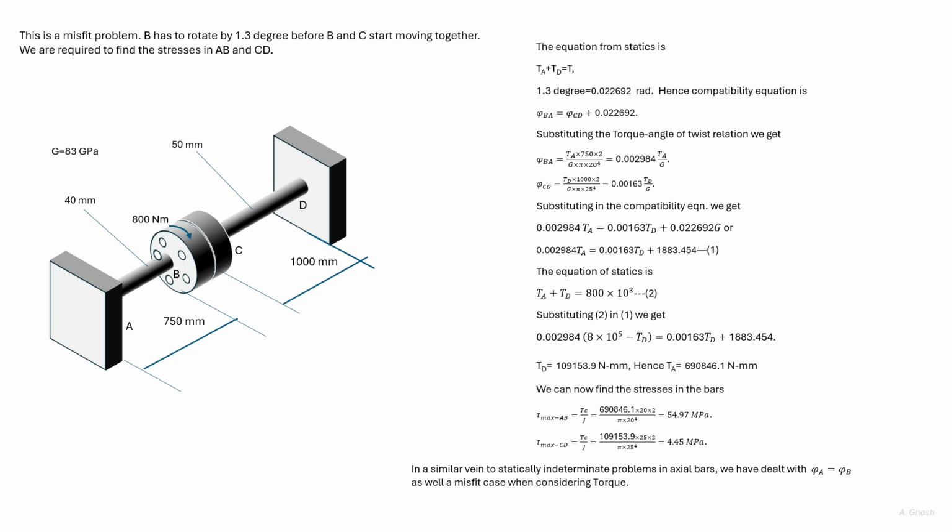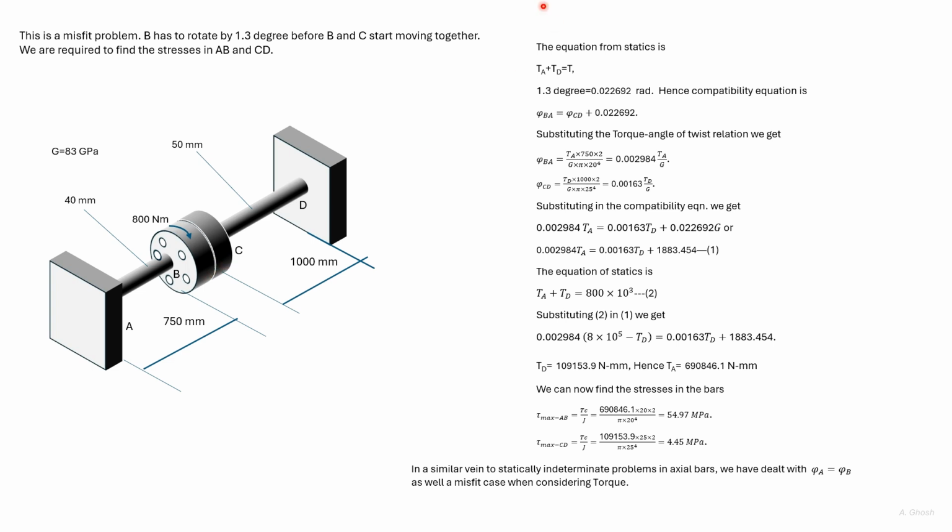Here we have two bars AB and CD, and the discs at B and C are attached by bolts. Now, the disc at B has to rotate by a given angle till both the discs B and C start rotating together.